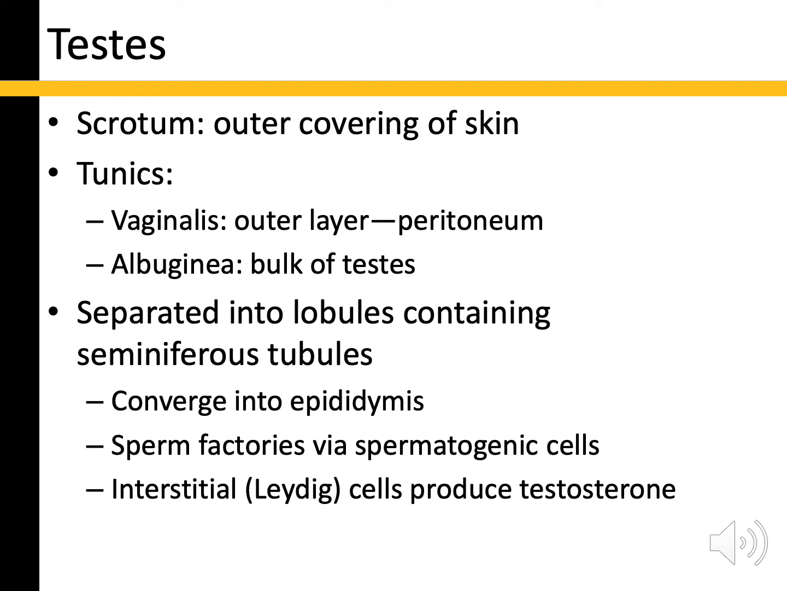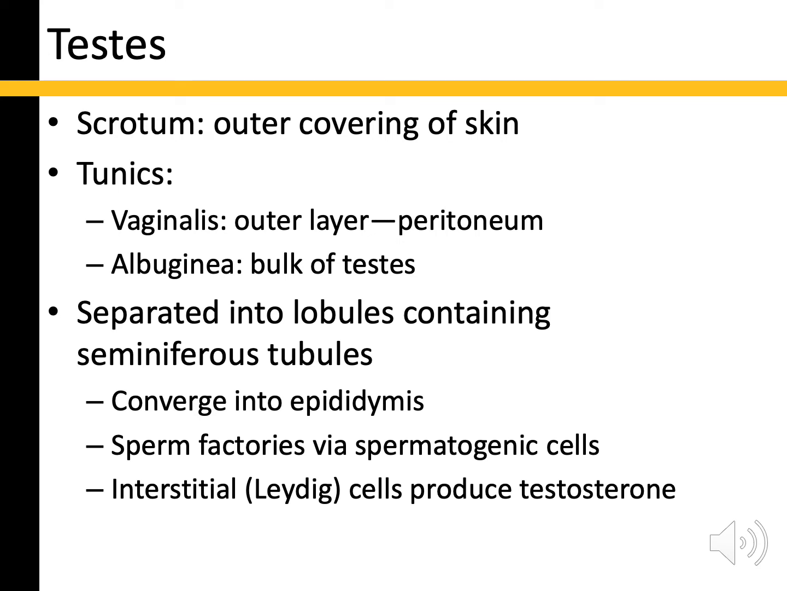And the testes themselves are made up of two different layers of tissue, and we call those tunics. Tunic really is just a fancy word for layer. The first is the tunica vaginalis, and that's really just a covering, and that covering is continuous with the peritoneum, and the peritoneum is just a covering that extends down, covers the abdominal cavity, comes down and into the scrotum to cover those testes as well. But the bulk of the testes, and I'll show you in a couple of slides what I mean by that, is a layer of tissue called the tunica albuginea.